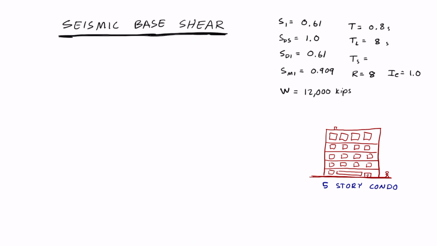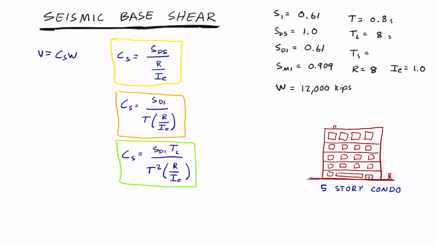So the equation for seismic base shear is V equals CS times W. And W is the effective seismic weight, which is given as 12,000 kips. And CS is the seismic response coefficient. For the seismic response coefficient, there are 5 equations. Let's start with the first 3.